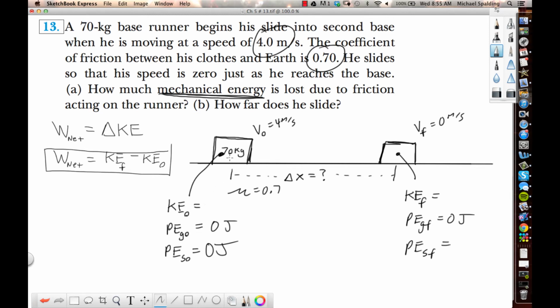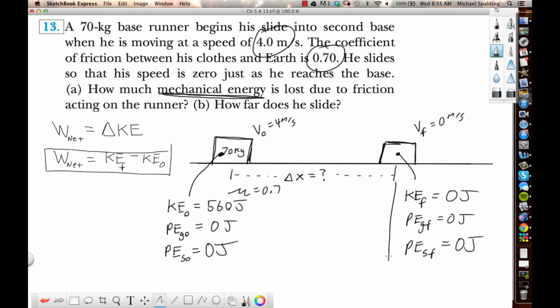Now, kinetic initial. Does this guy start with kinetic? Yeah, because he's moving. So you go 1/2 mv squared. This comes out as 560 joules. What's his kinetic final? 0, right? Because he stops. Any spring energy final? No.